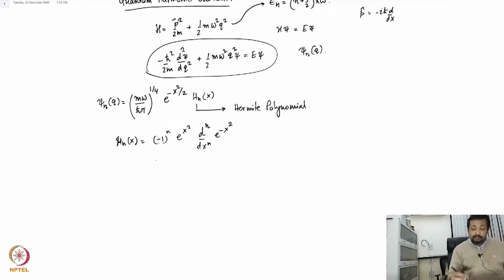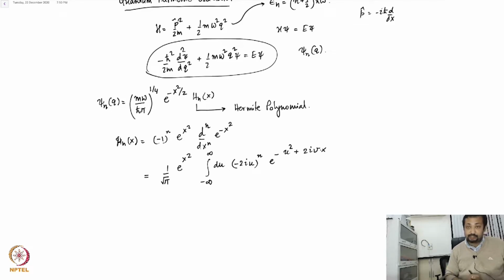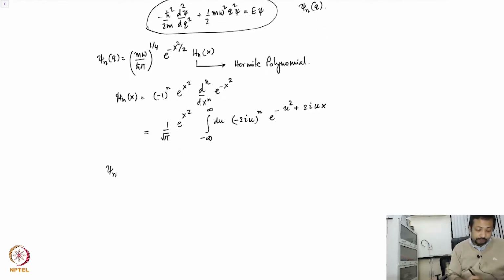So once you operate the nth derivative on this, finally you are going to get a polynomial. Interestingly, this also has an integral representation, and that is what we want to write down. The integral representation is 1 over square root pi e to the power x square, integral from minus infinity to plus infinity du (minus 2iu) raised to the power n e to the power minus u square plus 2iux. Sorry, 2iu times x, because I'm integrating over u, there should not be any other variable. So that psi, by the way, x here is square root of m omega over h bar times q.